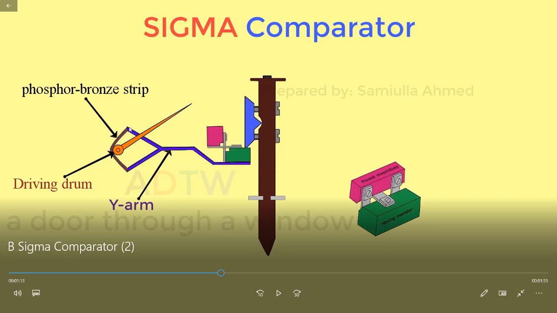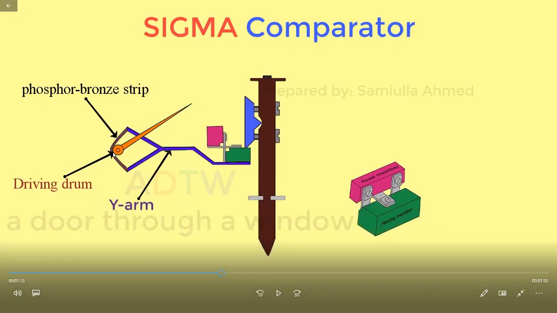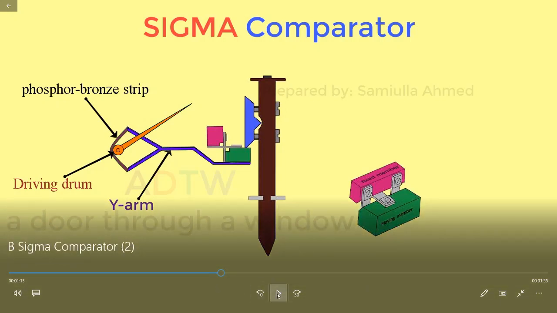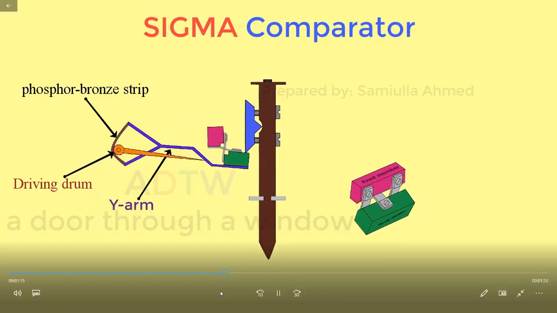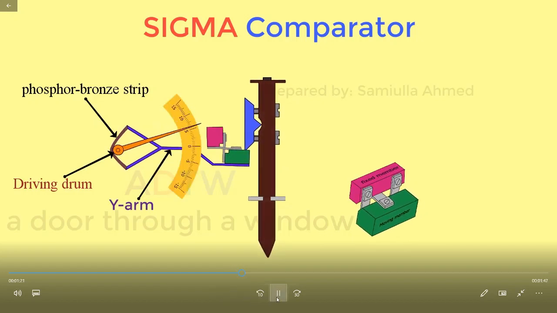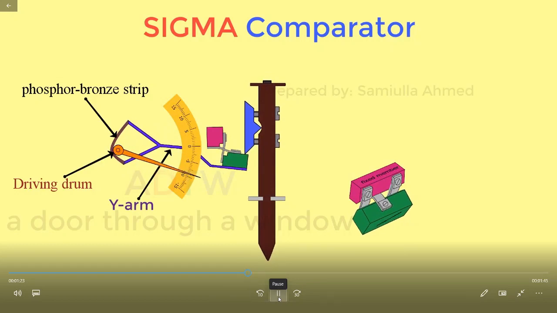Now the Y arm is connected to the driving drum to which your needle is attached, so that there will be an easy sensation of the up and down motion of the plunger. The movement of the Y arm rotates the driving drum and in turn the pointer spindle. This causes the movement of the pointer over a calibrated scale.